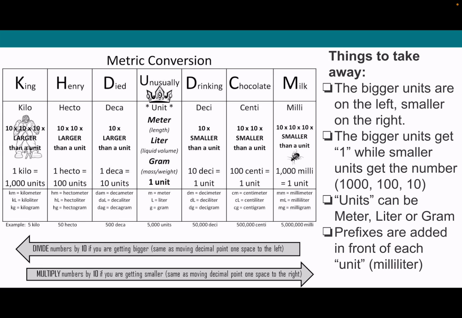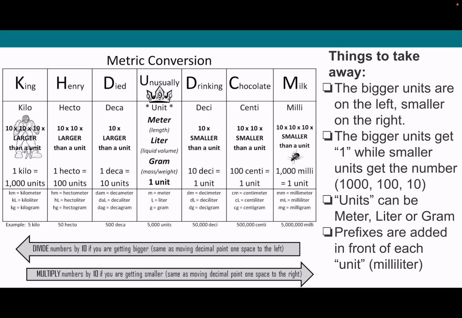Well, the base unit can be multiple things. There are 7 base units. We have meters, liters, grams. We're going to learn about more, such as time, the mole, candelas, amperes for current. There are others as well. Drinking would be for deci, and then chocolate would be for centi. Milk would be for milli.